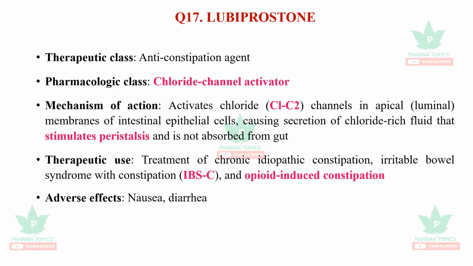Next question is a short note on lubiprostone. It's an anti-constipation agent. It's a chloride channel activator. It activates the chloride channel ClC2. It causes secretion of chloride-rich fluid that stimulates peristalsis. It is not absorbed from the gut. It's used in treatment of chronic idiopathic constipation, irritable bowel syndrome with constipation, that is IBS-C, and opioid-induced constipation. The adverse effects include nausea and diarrhea.